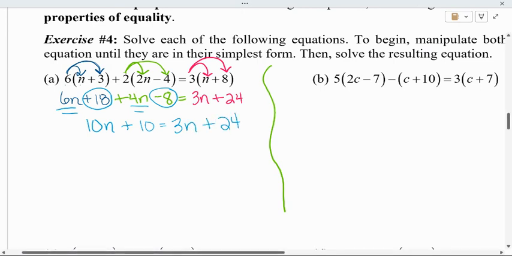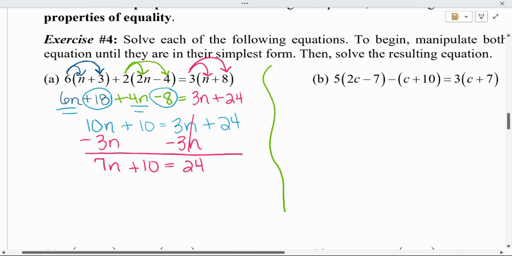Okay, Brianne, what do you want to do next? Remember, we always want to take care of the variables, so you decide which one you want to move. You want to move that 3n? How are you going to move that 3n? Yeah, we're going to subtract that 3n from both sides. Good job. 10 minus 3 is 7, so that gives us 7n plus 10 equals 24.